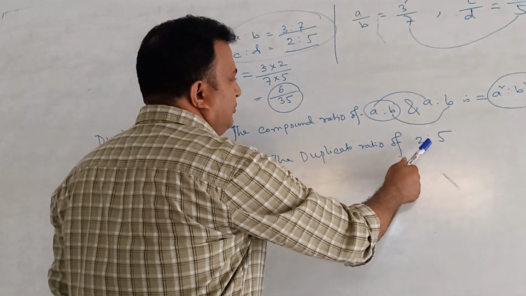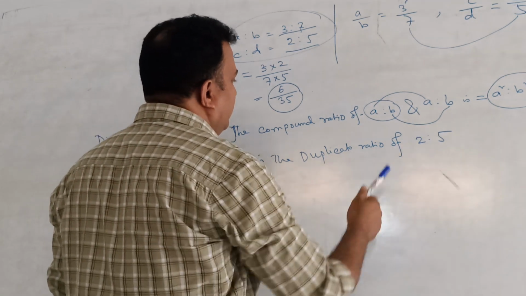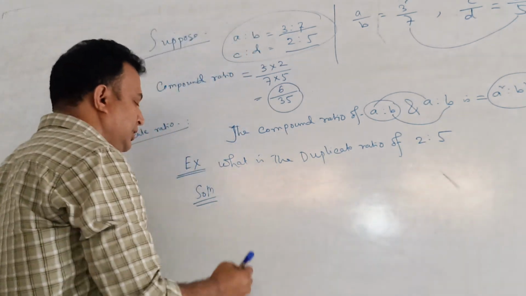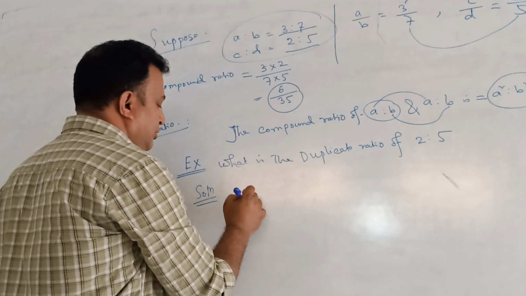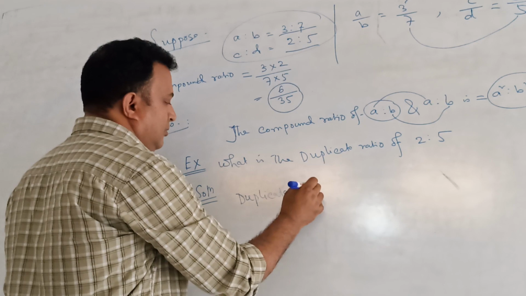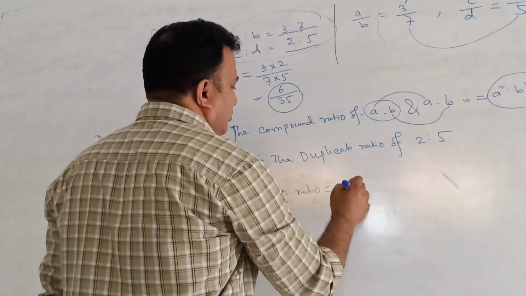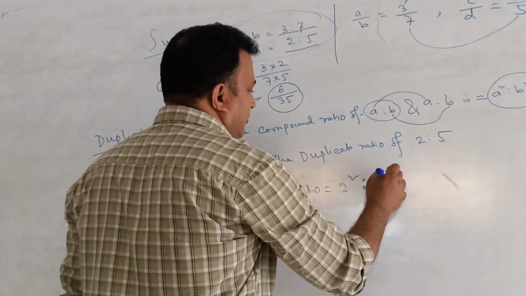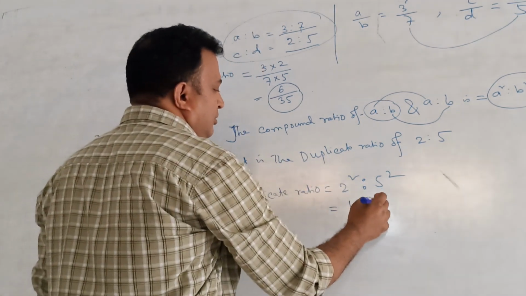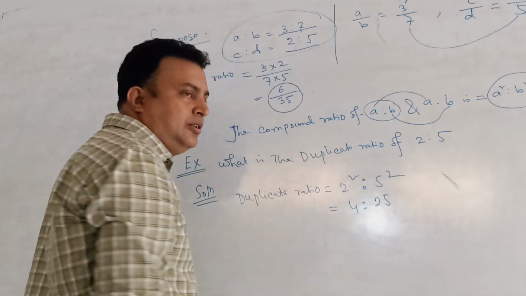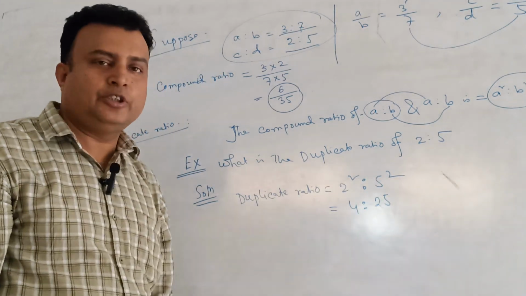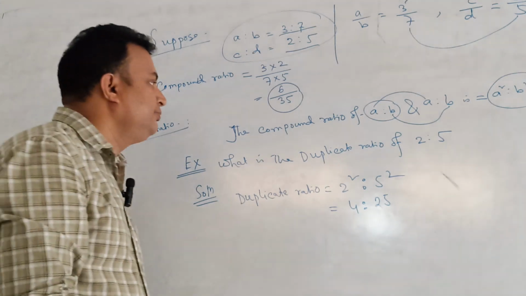Duplicate ratio means you have to find out the compound ratio of 2:5 and 2:5. That is, duplicate ratio is equal to 2 square is to 5 square. It means 4 is to 25. So the duplicate ratio of 2:5 is 4 is to 25.